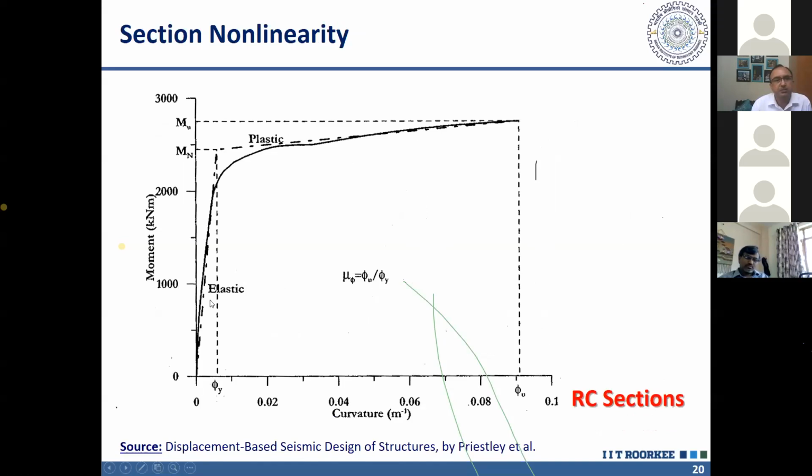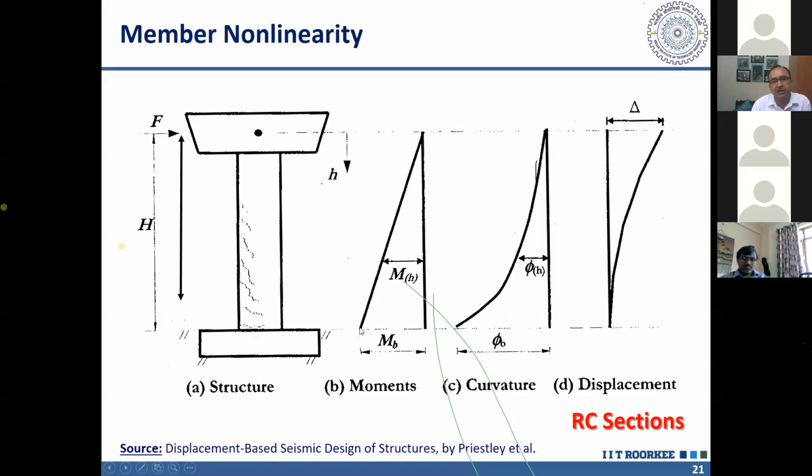So here, the moment is increasing linearly. So if this moment increases linearly, the curvature will vary like this. So if you plot it here, moment is increasing linearly from top to bottom. So curvature will increase like this. And by integrating this curvature 2 times, you will get the displacement. So curvature is also the second derivative of displacement, d square y by dx square. So if you integrate the curvature 2 times, you will get the displacement, putting suitable boundary conditions.